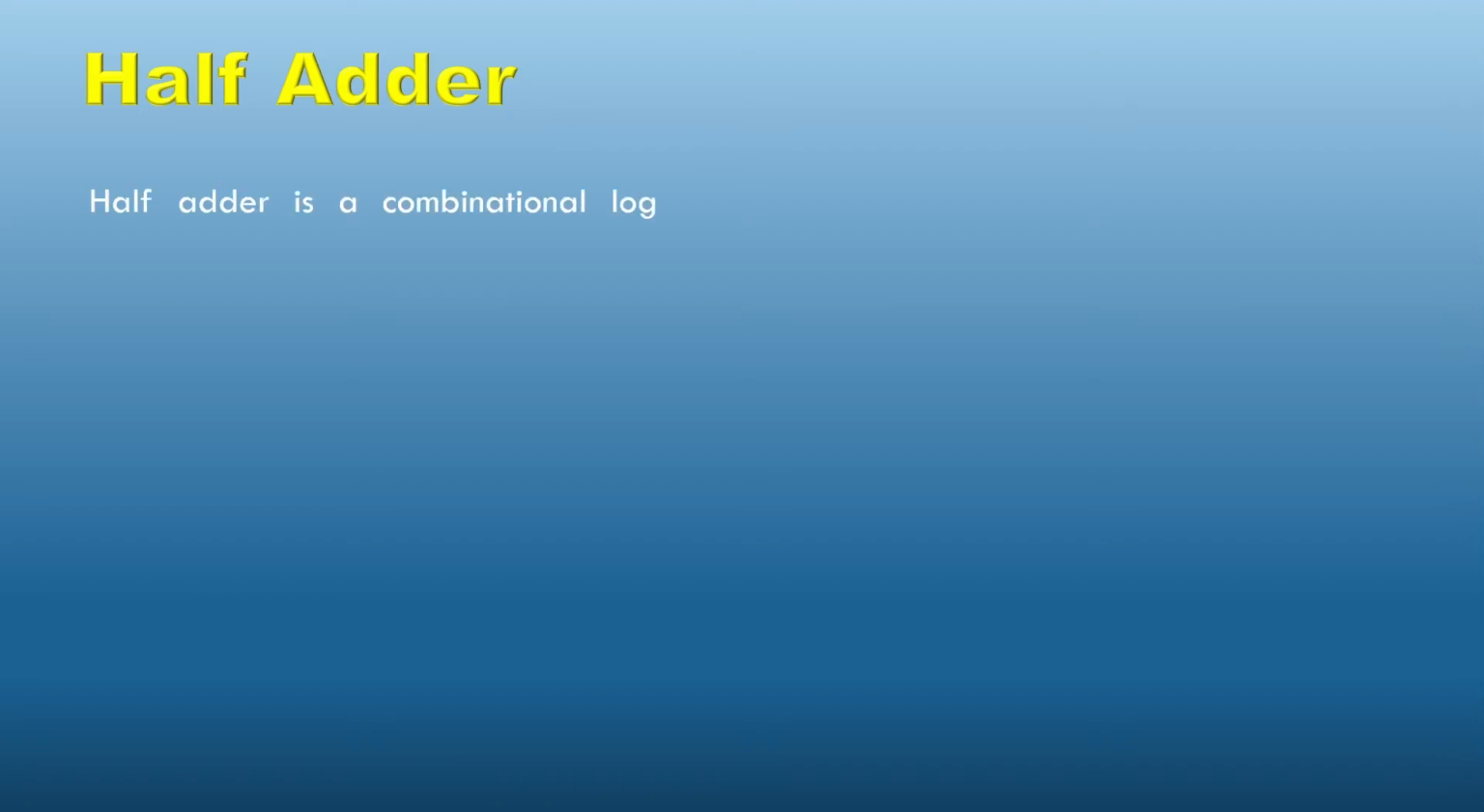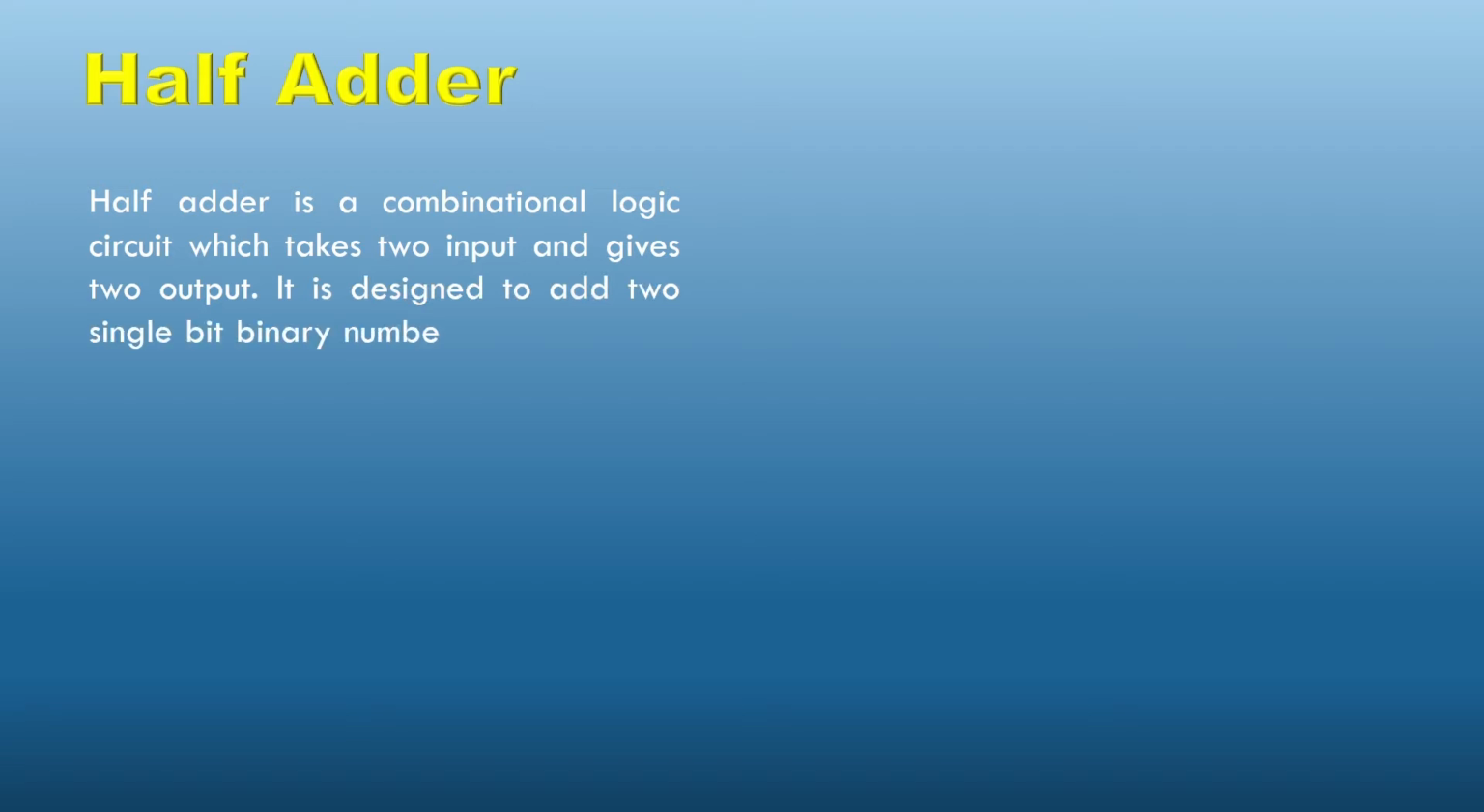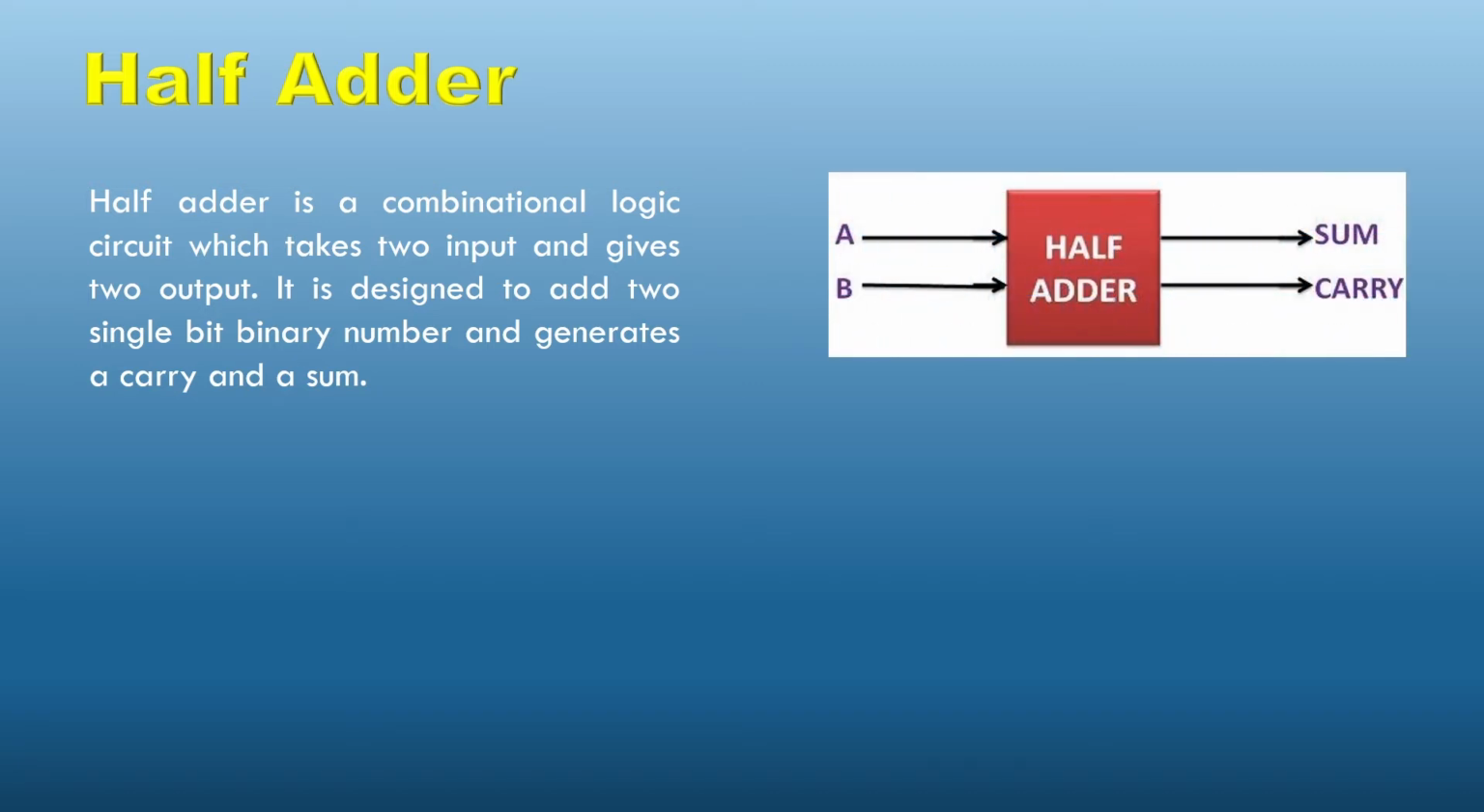First let's discuss half adder. Half adder is a combinational logic circuit which takes two inputs and gives two outputs. It is designed to add two single bit binary numbers and generates a carry and a sum. Here is a block diagram of half adder. The two inputs are also known as augend and addend.